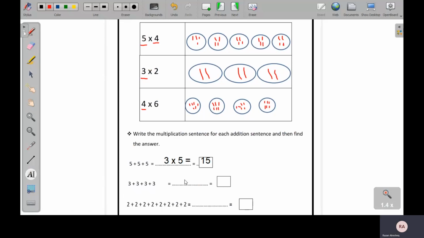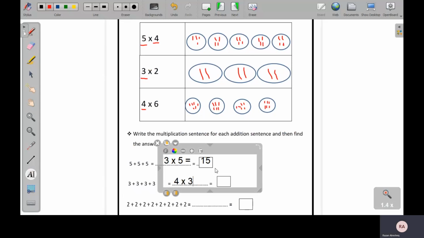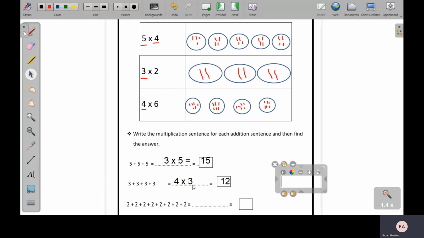So what I'm going to do is, just like before, I'm going to write my multiplication sentence using what I know from before. Okay, so here, let's go on the bottom. We're going to write 4 multiplied by 3, and that's going to give me the answer 12. Okay, guys, because 3 plus 3 plus 3 plus 3, 4 times, gives me 12.